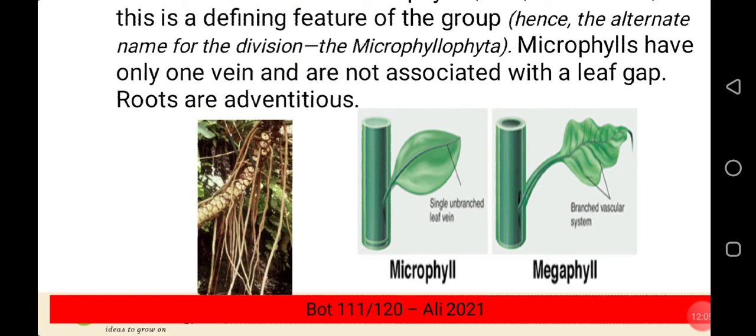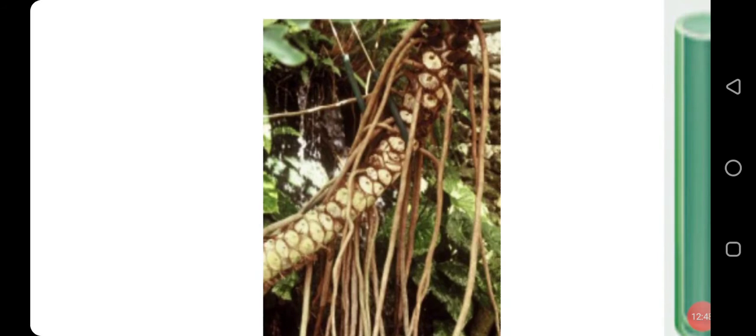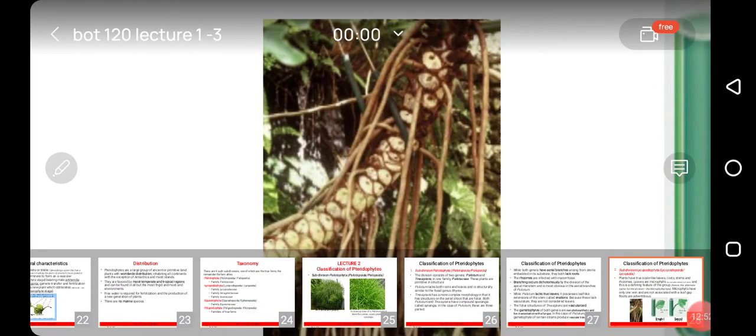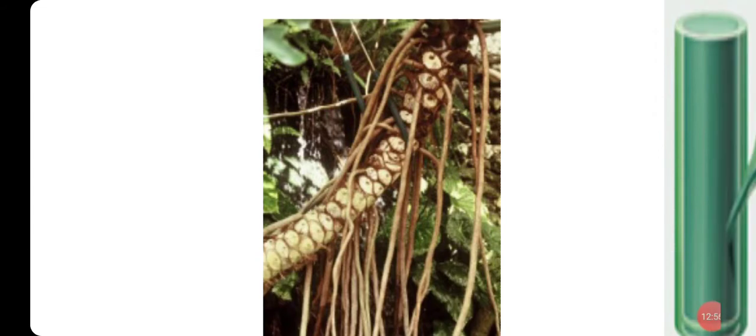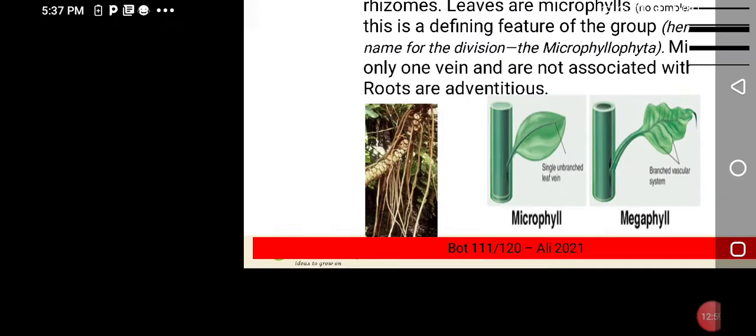Here is another diagram showing the adventitious roots in Lycopodiophyta. You can see along the stem we have some root-like structures moving downwards, and those are the roots we call adventitious. In these microphylls, as I have said earlier, they have only one vein and are associated with a leaf gap, so the vein passes across the center of the leaf without other veins. Only one main vein. Now, I say the roots are adventitious. How? You can see the roots are rising from a stem, moving downwards, where they attach themselves to the soil. That's what we call adventitious roots. Okay, let's continue.